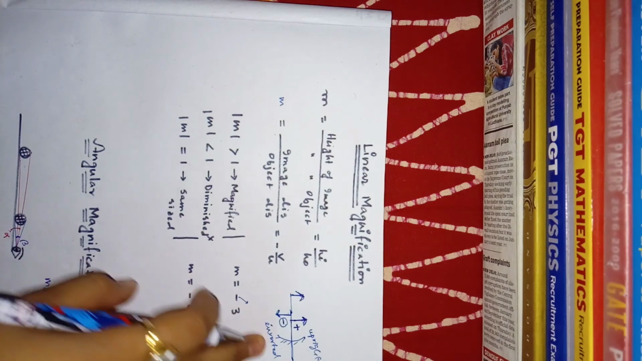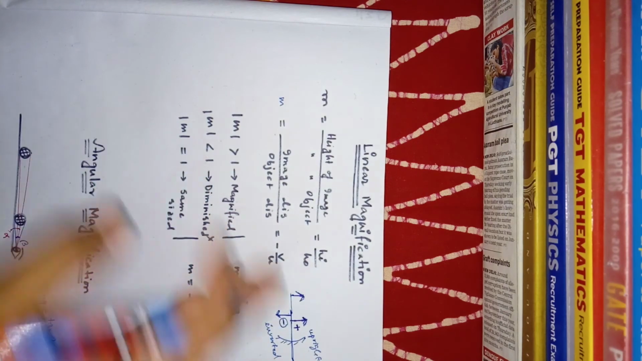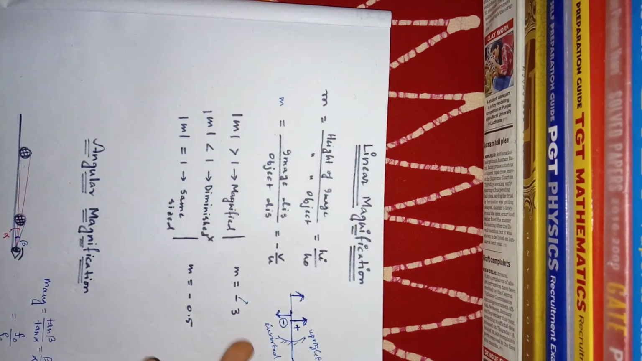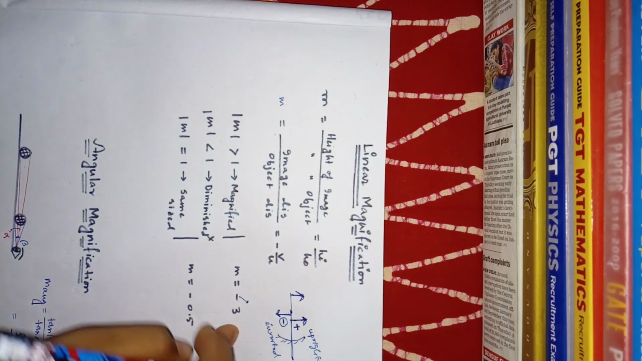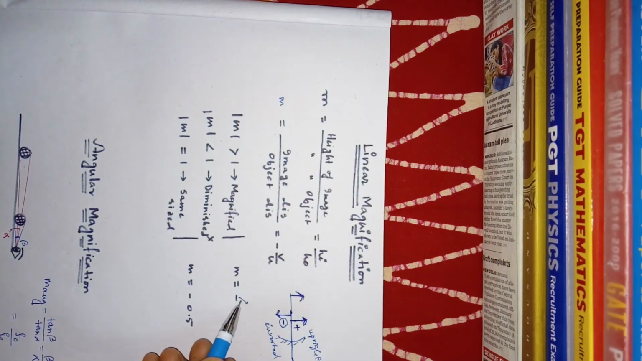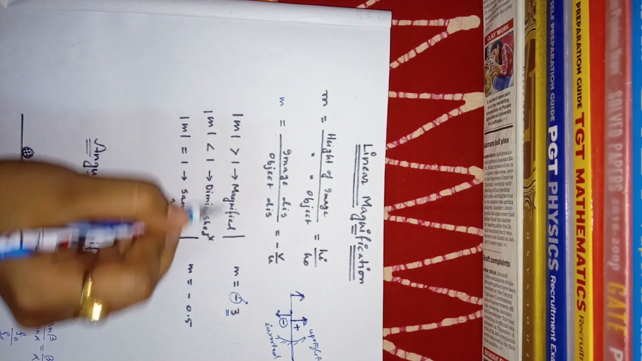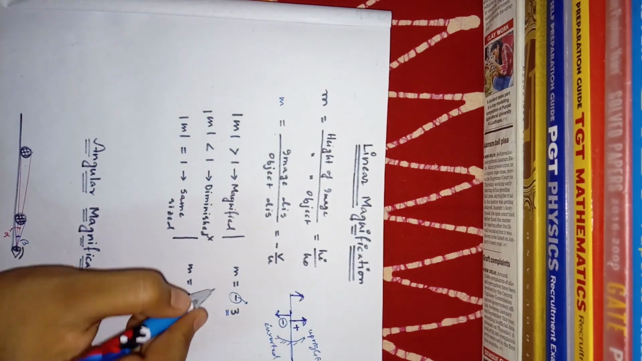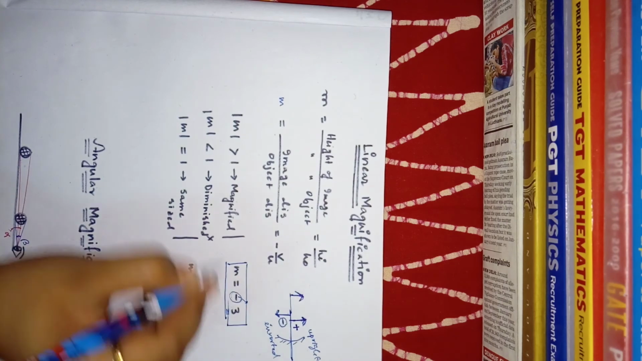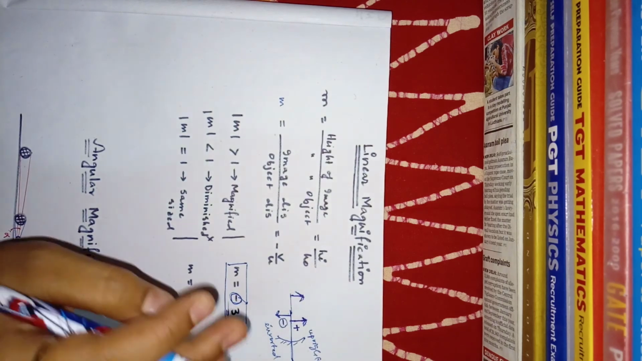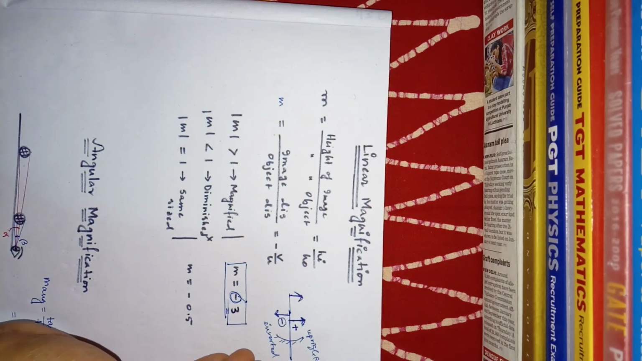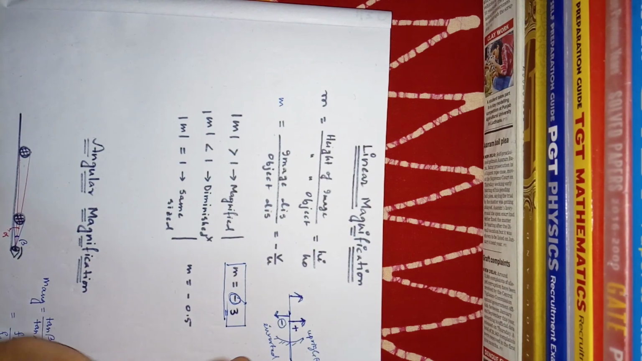So minus means inverted, and inverted comes with another term called real, right? Whenever we say inverted, it always includes the term real. So from the minus sign, we can say that the image formed is real and inverted. And what does this 3 signify? This 3 signifies it is greater than 1, right? So it will be magnified. So from the magnitude along with the sign, we can say the nature and the size of the image.